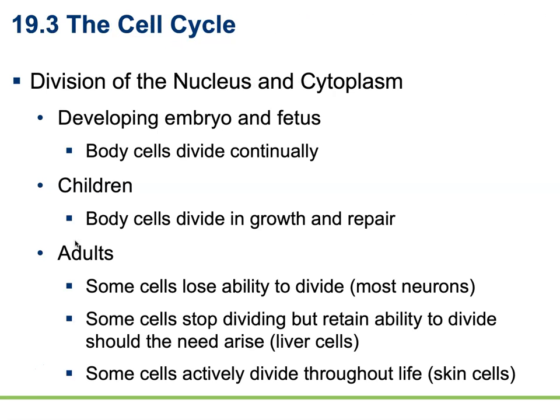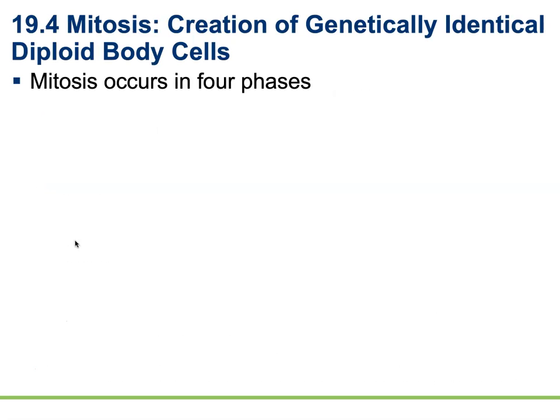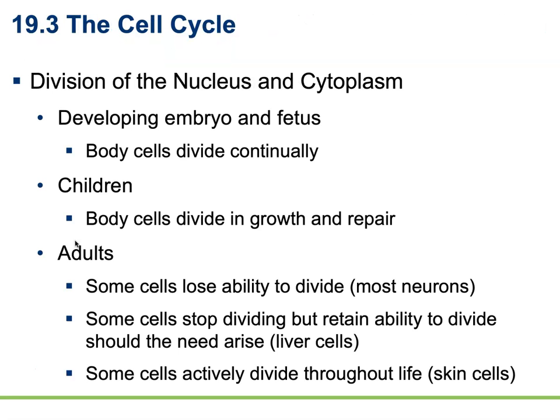And then there are some cells that are going to actively continually divide throughout life. For example, a lot of epithelial cells. A lot of epithelial cells are going to be constantly being replaced, constantly undergoing mitotic division throughout your full adult life. Mitosis is going to be the process of specific nuclear division, and we will cover that in our next section.